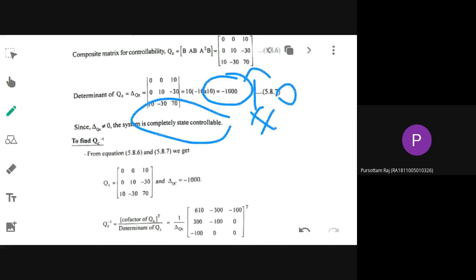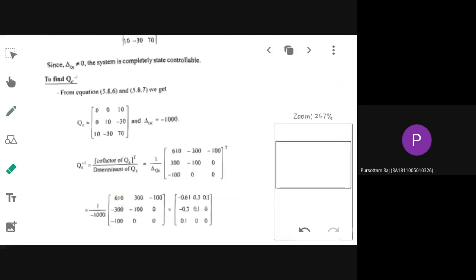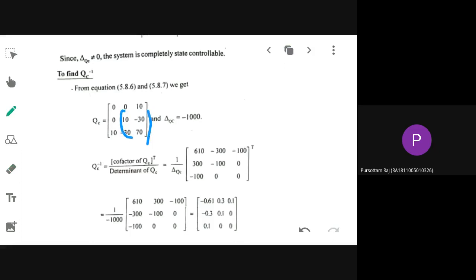The next thing is you will be finding out the inverse of that controllability matrix by using what formula, as usual? Adjoint of A upon determinant. The cofactor of QC transpose divided by the determinant of QC is what you are going to find for determining the QC inverse. This is a 3 cross 3 matrix, so it will be a difficult job. You have to find the adjoint of every element. I think in the book this answer is wrong. I think it will be 200 or something. So make a note: there is some mistake in the problem in the book.